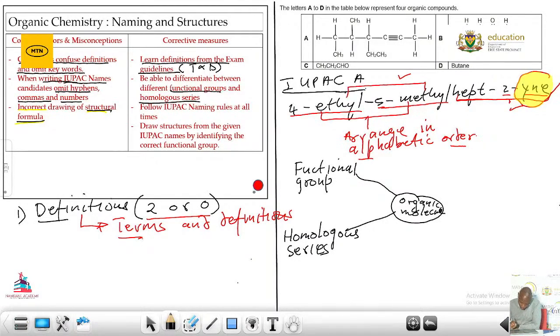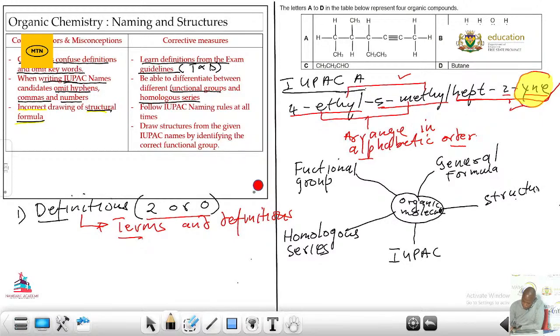I will quickly show you that once we have done all these 7 pillars of organic molecules, everything becomes easy because we are feeding the information into this specific organic molecule. Immediately thereafter, the IUPAC name is what we also need to know. We can further move and say there must be a general formula, and we also need to have the structural formula.